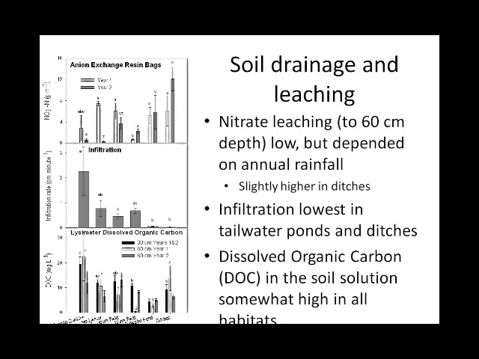Dissolved organic carbon in the soil solution was measured with lysimeters. And what we see there is that DOC is slightly high on the farm, especially in the riparian quarter. It gets the leaf litter, and that may contribute to the carbon in the soil solution. Overall, though, the tailwater pond's water is about what's typically seen in tailwater ponds and waterways throughout the region, about 4 to 5 milligrams per liter.